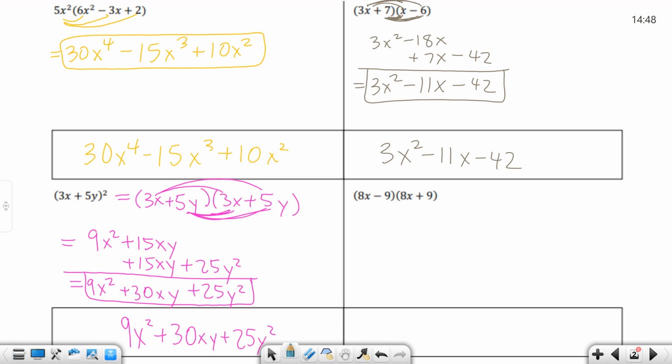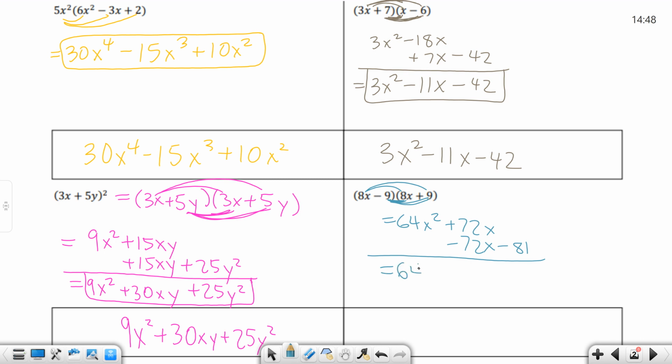Next problem, 8x minus 9 times 8x plus 9. Again, it's 2 times 2, so FOIL. First is going to be 64x squared. The outside is going to be plus, because it's 8x times a positive 9, 72x. Then we have a negative 9 times 8x in the inner here. That's going to be minus 72x. And then negative 9 times positive 9 is minus 81 indeed.